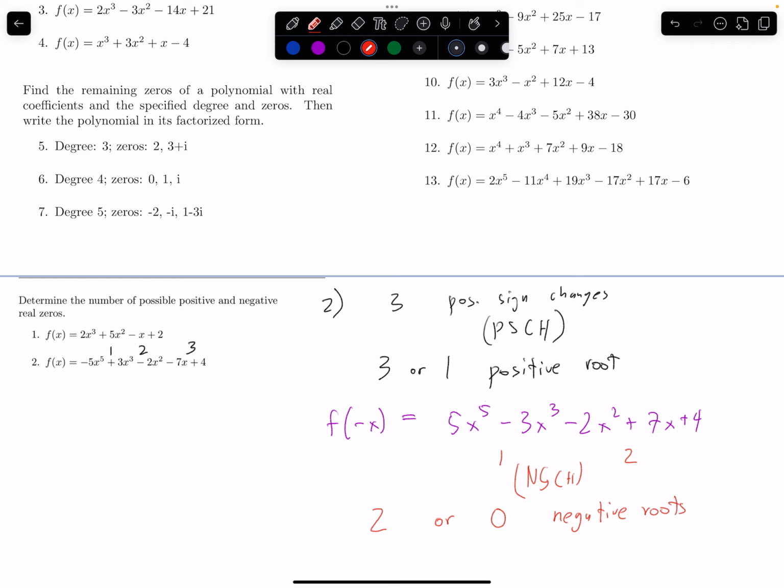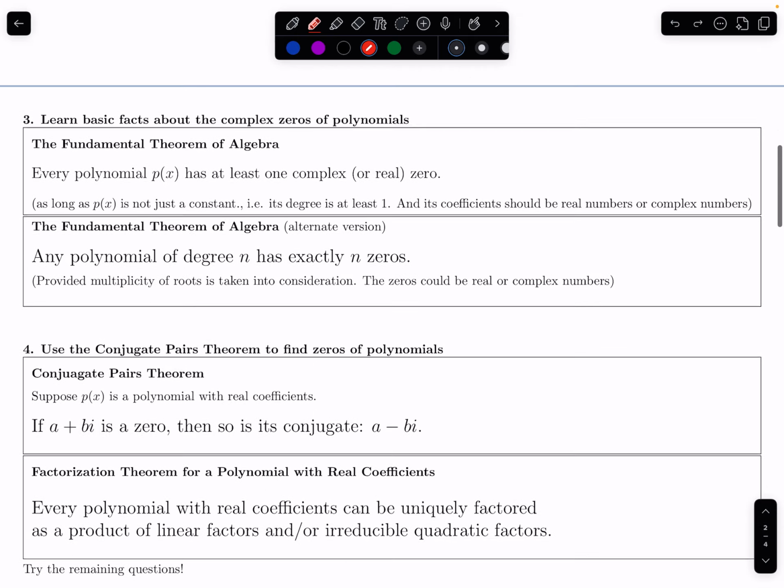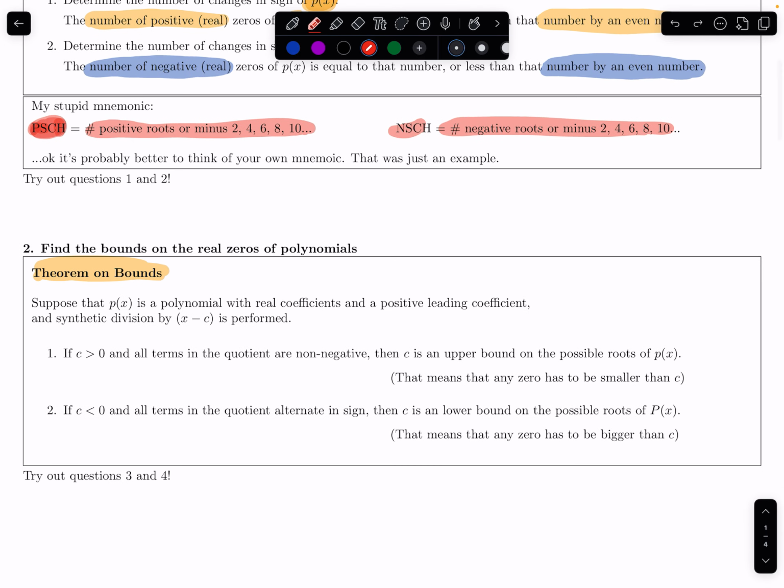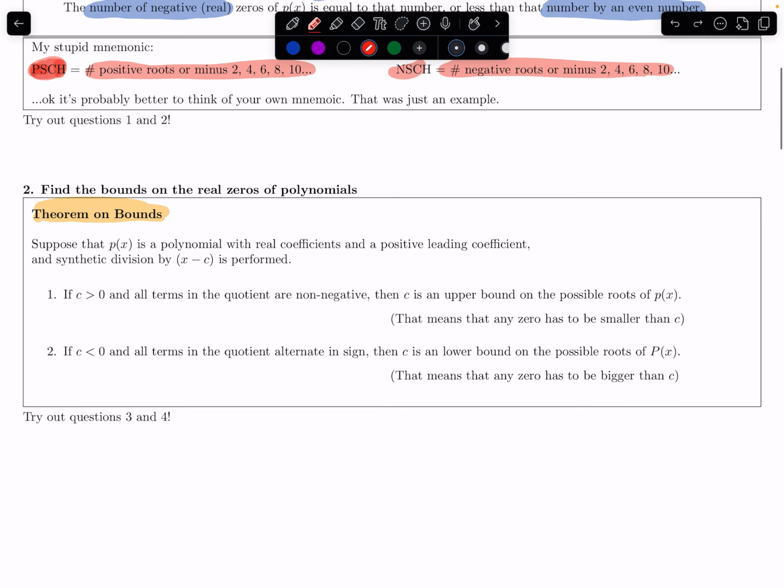Okay, right now all of those are possibilities. We don't know anything else about the polynomial. So 3 is a possibility, 1 is a possibility, 2 or 0, those are all possibilities for the number of roots. Okay, and that is question number 1 and 2. Let's see, shall we talk about the theorem on bounds? Let's see. Let's save that for the next video.